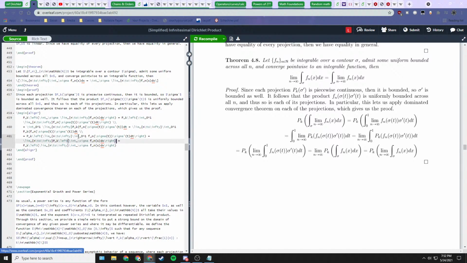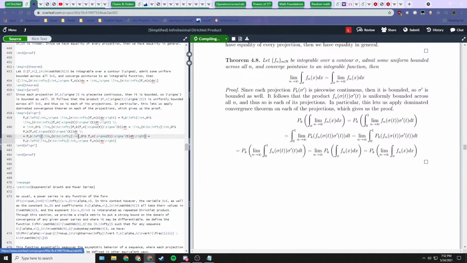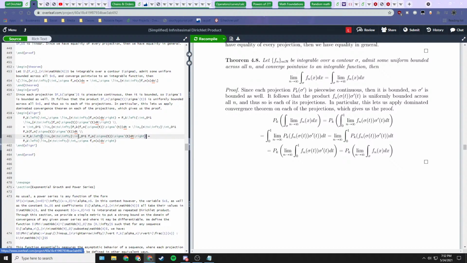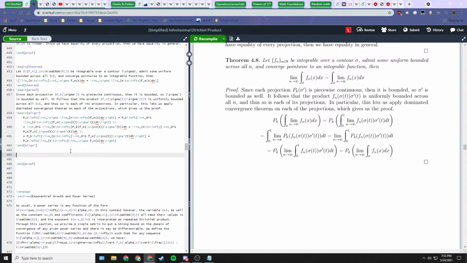And then this line can be omitted. Perfect. Right, so on the first line, all we do is we have this limit, we apply the substitution rule, we pull in the projection, then we apply dominated convergence, then we pull the projection back out, and then undo substitution. Perfect, that's really succinct.